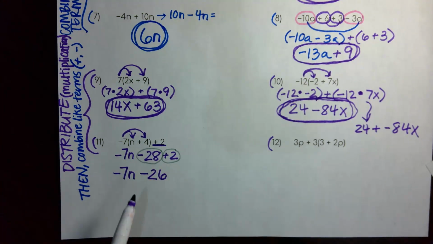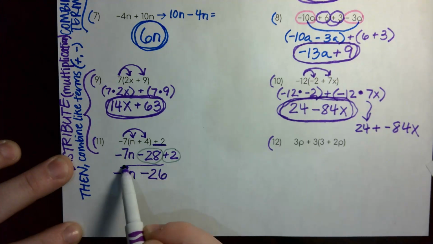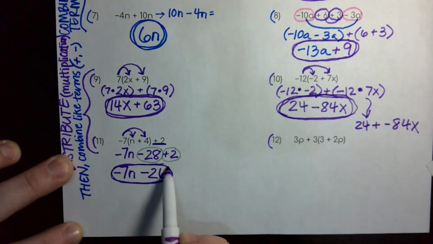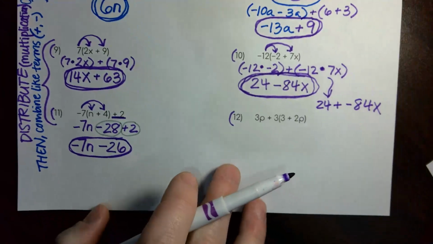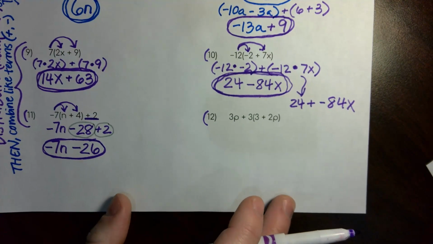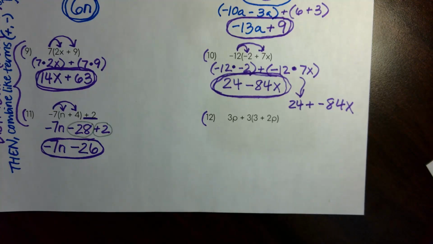Now, is there anything else we can do? No, there's not. They are not like terms, so this is simplified. All right. Does that make sense to everybody? Okay. Let's check out number 12 now. What is our first step?